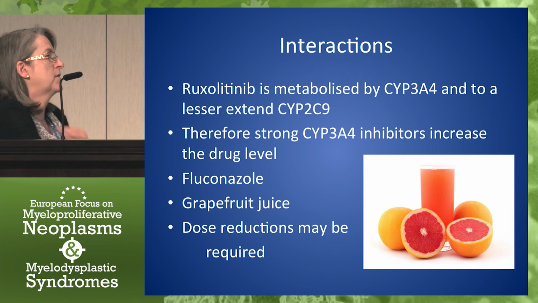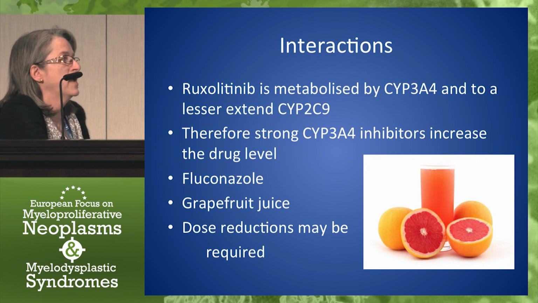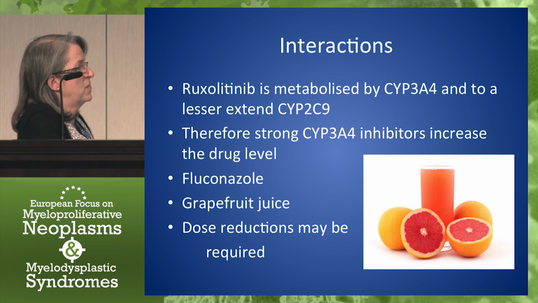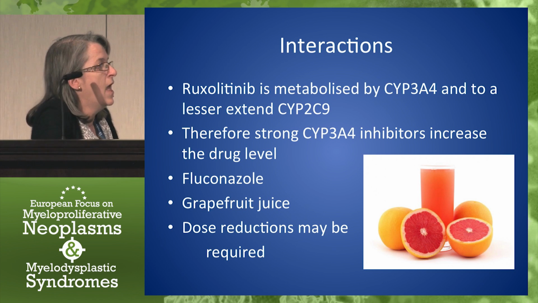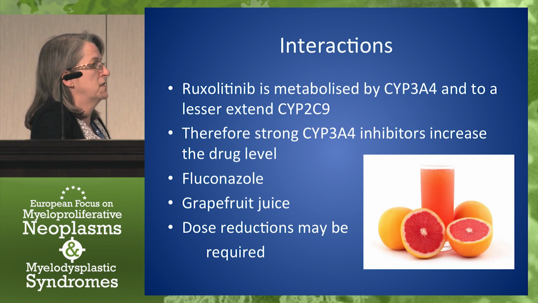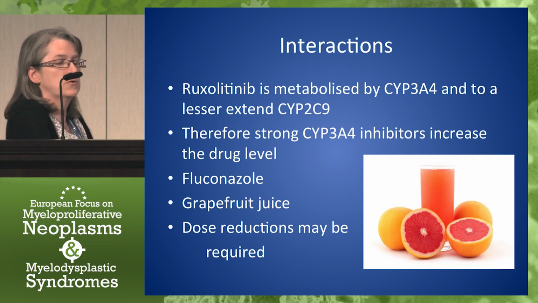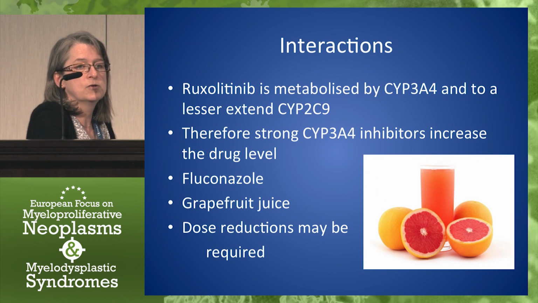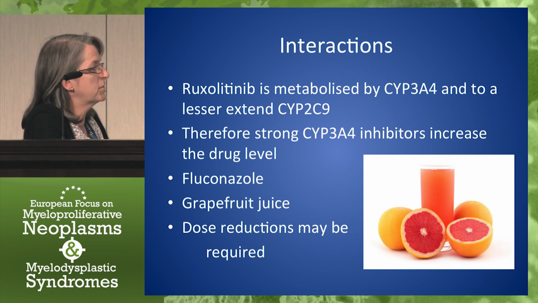Interactions then, I think this is very important. Ruxolitinib is metabolized by the ubiquitous CYP3A4 and to a lesser extent CYP2C9 pathways. Therefore, strong CYP3A inhibitors increase the drug level and increase the area under the curve. So you need to be aware of this. This is supposed to be grapefruit juice.